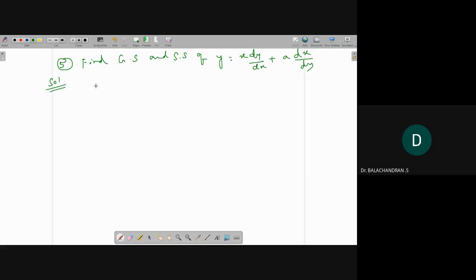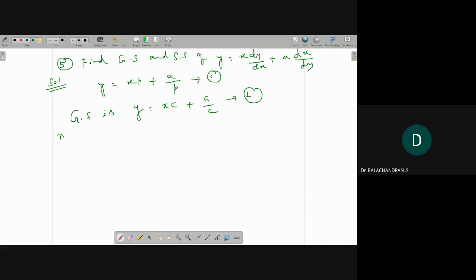So first you should write y is equal to xp plus a by p. This is equation 1. So now this is our form y is equal to px plus function of p. This is a Clairaut's equation. So general solution is y is equal to xc plus a by c. I call this equation number 2.